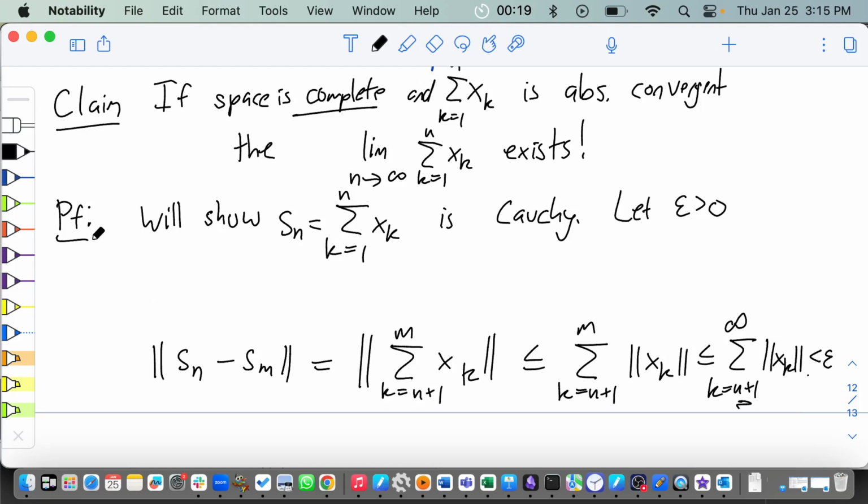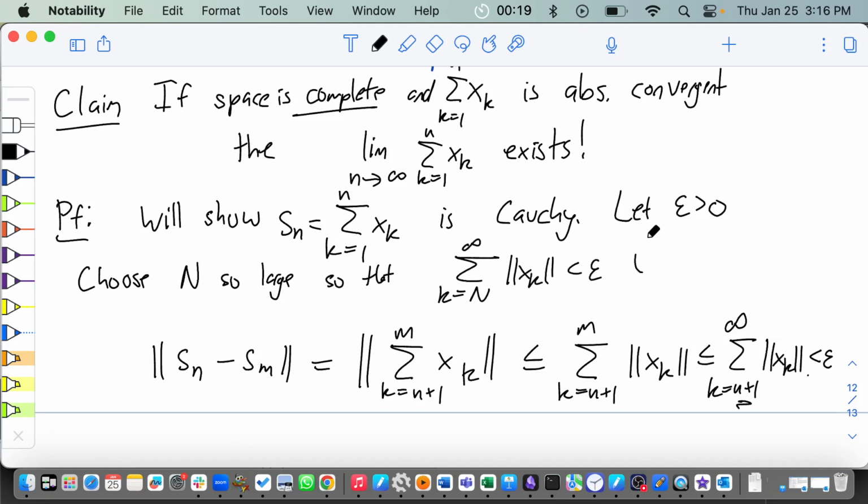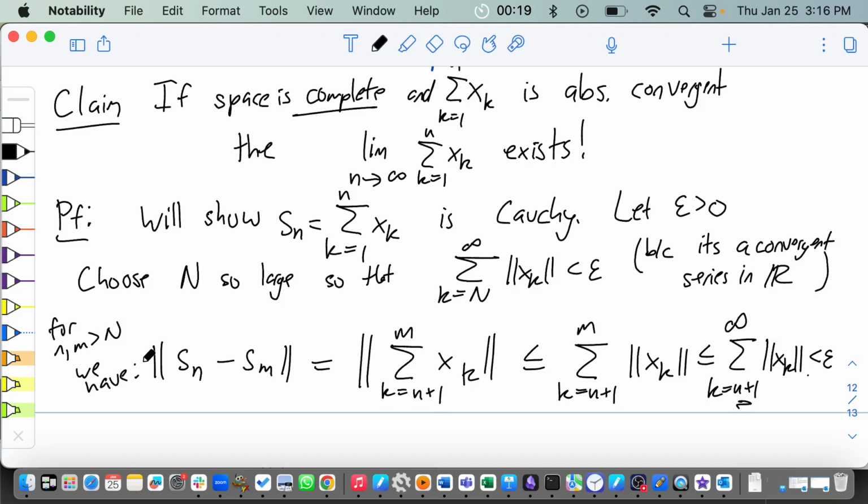So why don't we say this is less than epsilon? And in the little space that I left, I'm going to say choose n so large that the sum from k equals n to infinity of the norm of xk is less than epsilon. And you could even say because it's a convergent series in R. We were assuming that it's an absolutely convergent series, which means this is a convergent series in R. And then for n and m bigger than that, we have this. So there you go. That's the logic of how we made the proof. Therefore, S is a Cauchy sequence, and Cauchy sequences converge because the space is complete, so the limit exists. That's one direction.